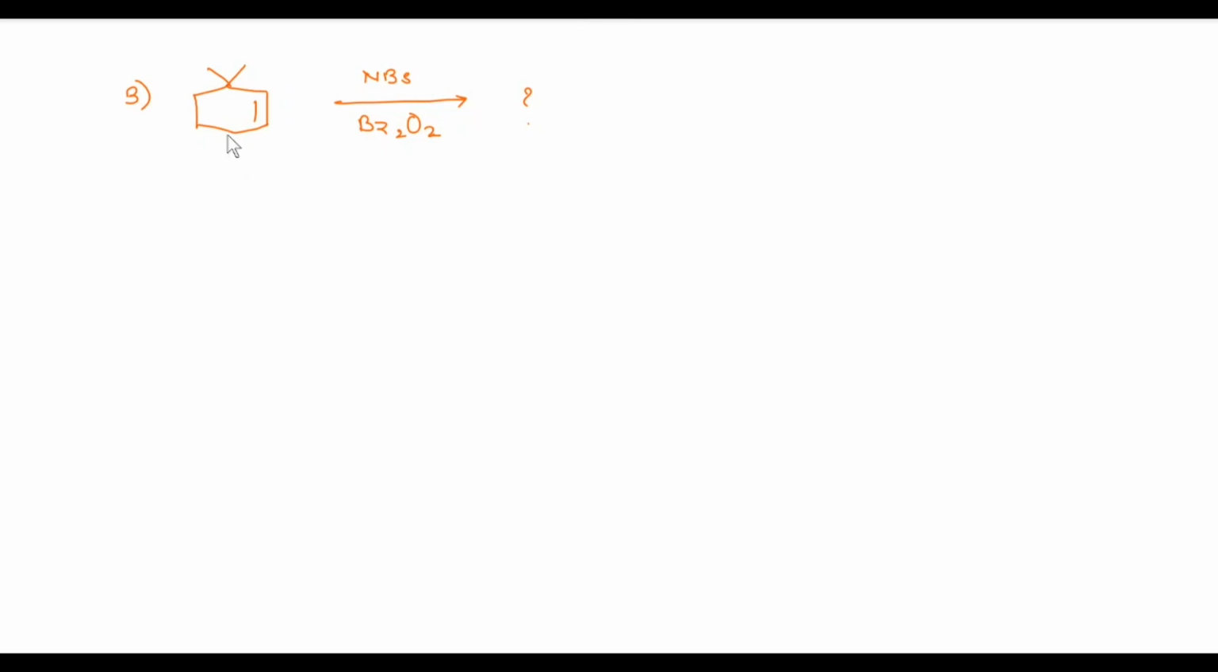Consider this problem in which there are two allylic positions, this one and this one, but this position is locked due to the valency of the carbon atom. So bromination takes place at this allylic position. The product of this reaction is this. So let us see the mechanism of this reaction.